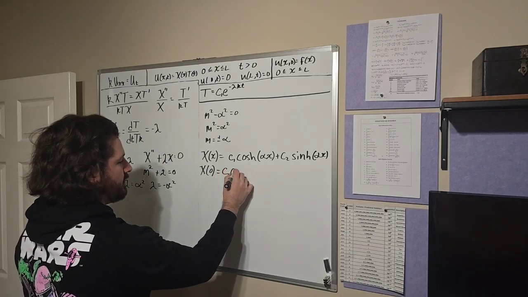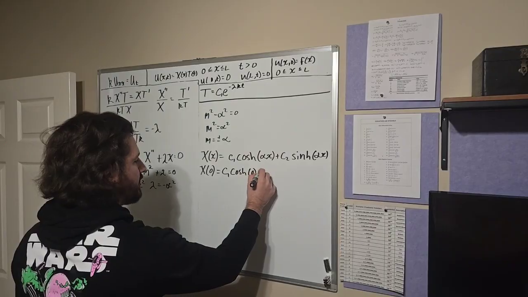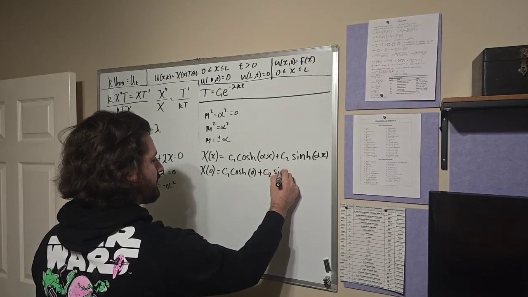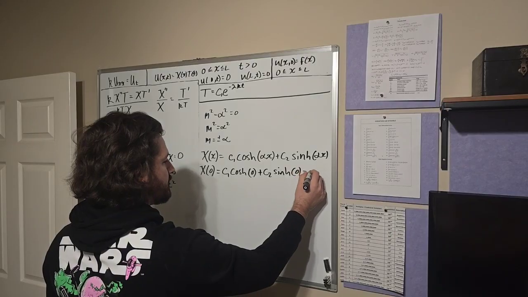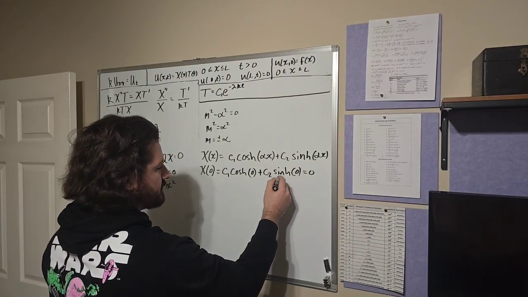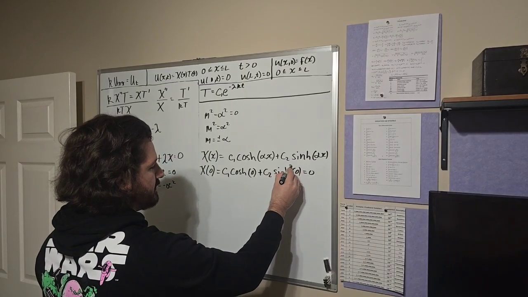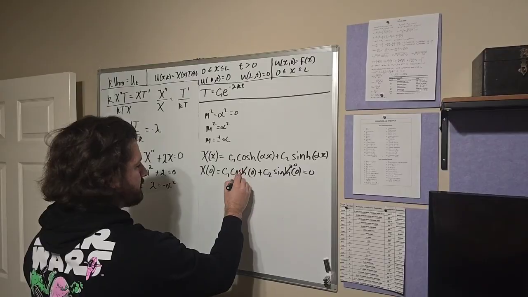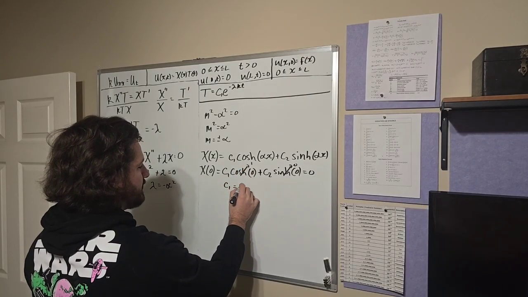So we have C1 hyperbolic cosine of alpha times x, which at x equals 0 is just 0, plus C2 hyperbolic sine of alpha times x, which when x is 0 is still 0, and that should equal 0. Okay, so hyperbolic sine does equal 0, but it only equals 0 once. In this case, this goes to 0, and hyperbolic cosine goes to 1. So now we know that C1 is equal to 0.